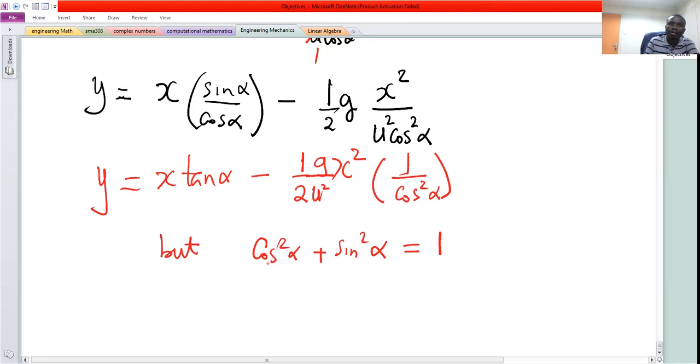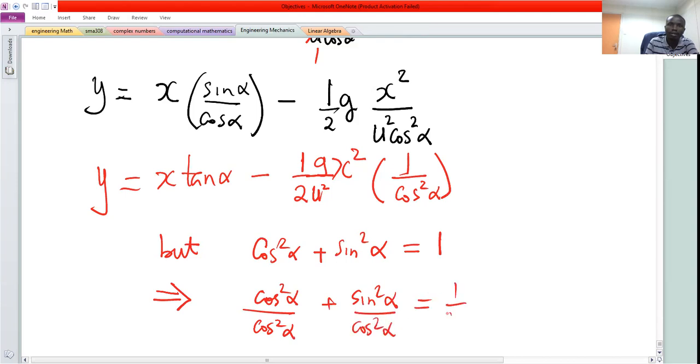So when you divide through by cos squared alpha, then we'll have cos squared alpha over cos squared alpha plus sine squared alpha over cos squared alpha equals to 1 over cos squared alpha. So which means that 1 over cos squared alpha is the same as, so here we get 1. Sine over cosine is tan, but then square. So that's what we have.